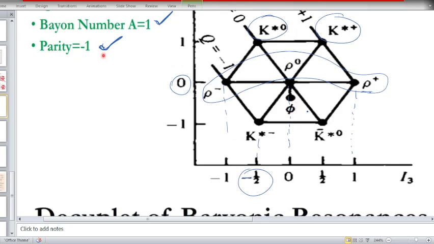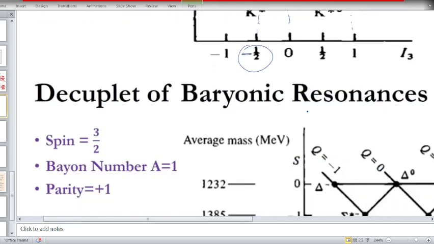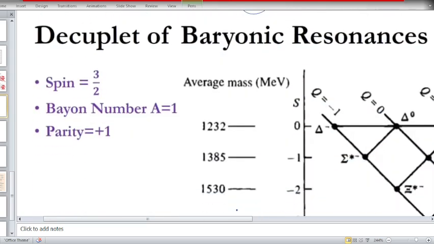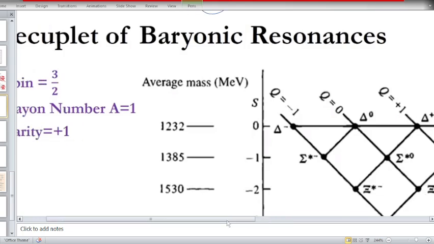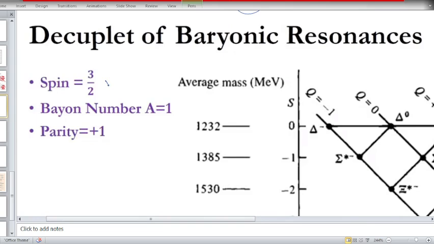That's about mesonic resonances. Now, if you consider the decouplet of baryonic resonances, you have to consider the spin value of this decouplet of baryonic resonances, which are the resonance particles which are baryons. Then you have the baryon number again, which is 1, and parity, which is plus 1.